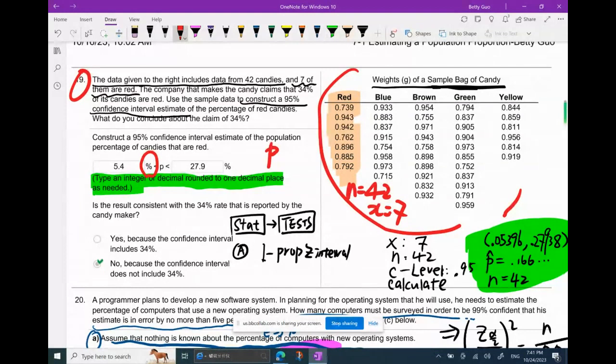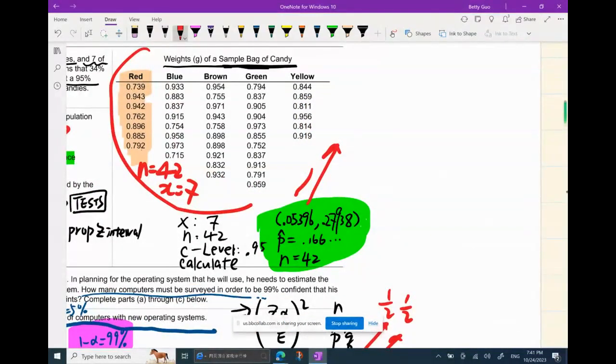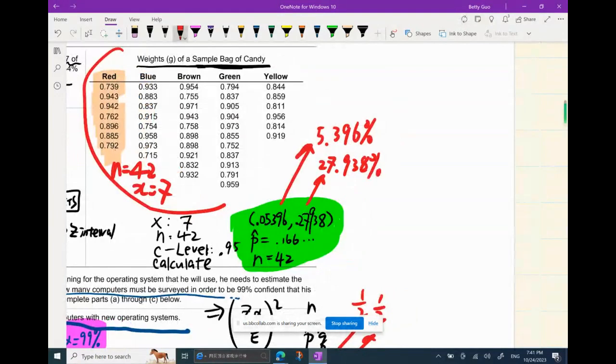So it's a percent actually. They want you to enter the percent, not the decimal that is equivalent to the percent. So let's convert the two numbers to percent. This one is 5.396%. And this right endpoint, if we convert that to percent, we have 27.938%, right? Just move the decimal point 2 places to the right and then attach the percent sign.